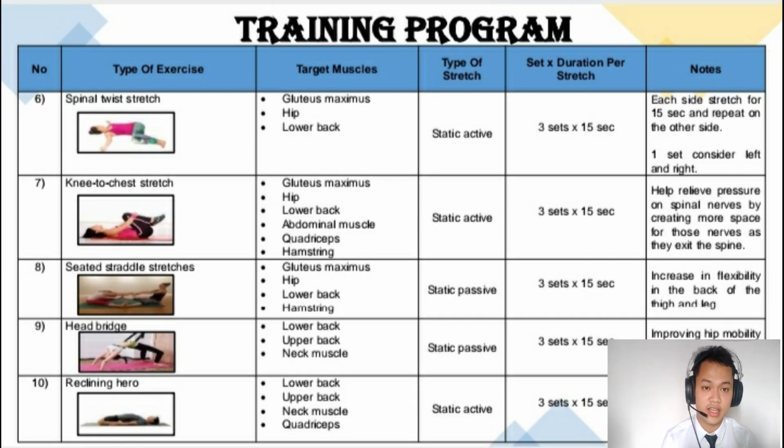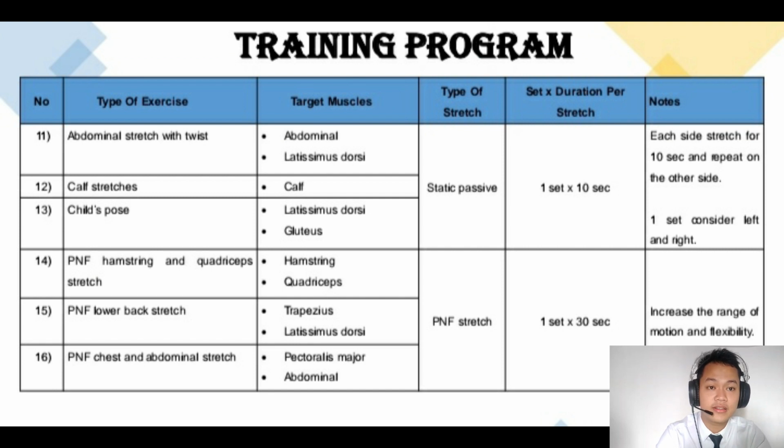Then there are 5 exercises: spinal stretch, knee to chest stretch, seated straddle stretch, head bridge, and reclining hero. All of these 5 exercises we do for 3 sets of 15 seconds. Finally, we do cooling down. We start off with the stretch with twist, then calf stretch, and child pose. We do it for one set of 10 seconds.